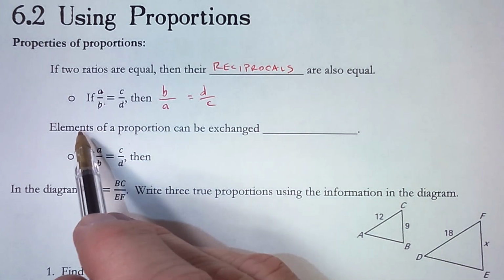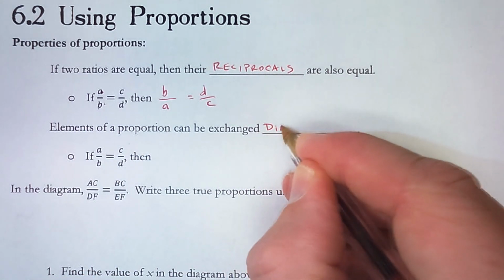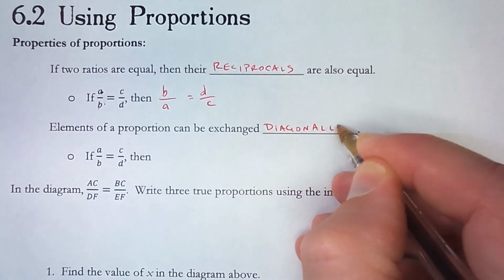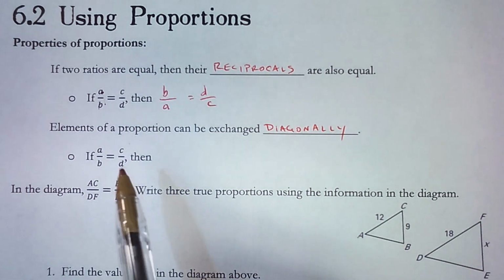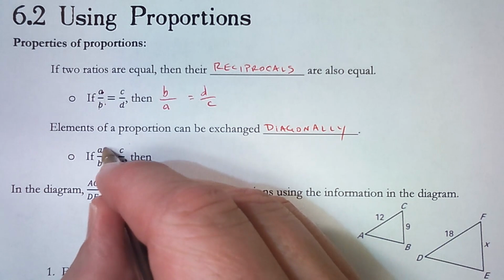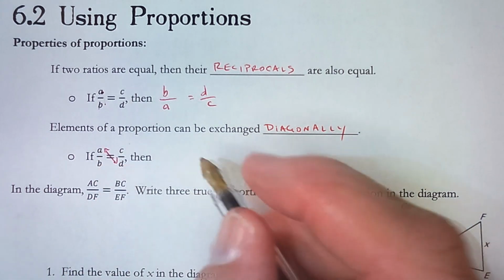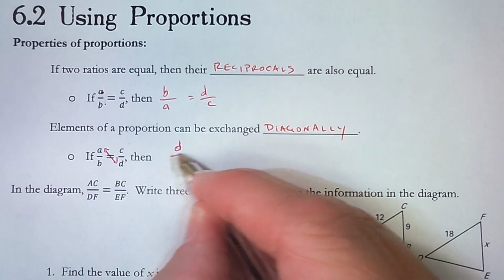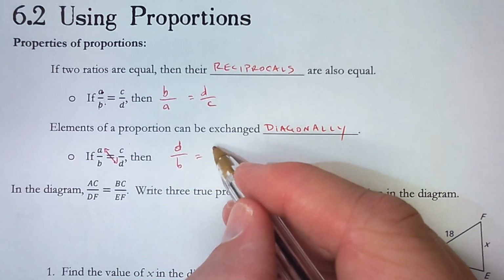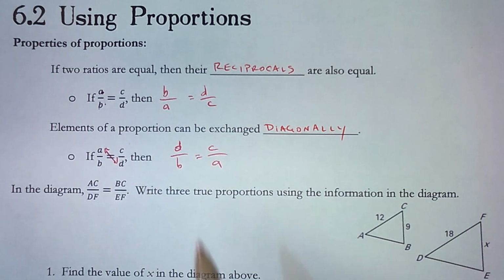Another property of proportions is that elements of a proportion can be exchanged diagonally. I can exchange the means or I can exchange the extremes. So here I'll exchange these two. It is okay for me to write A over B equals C over D as D over B equals C over A. So I just switched these diagonally. I could also have switched B and C diagonally instead.